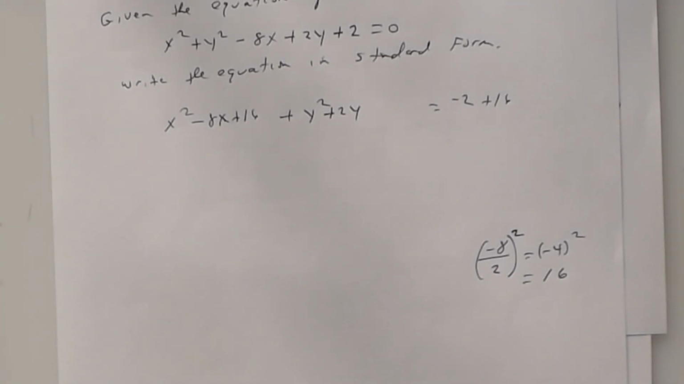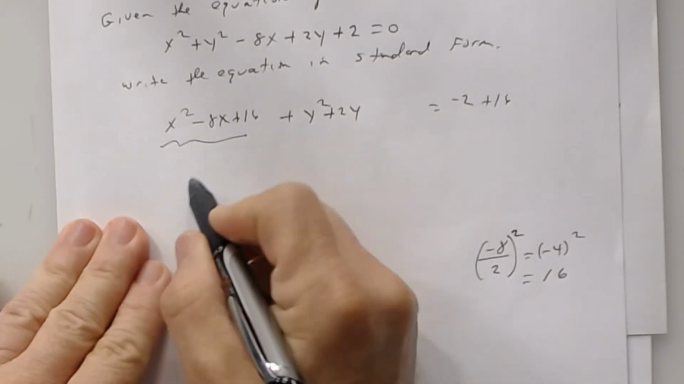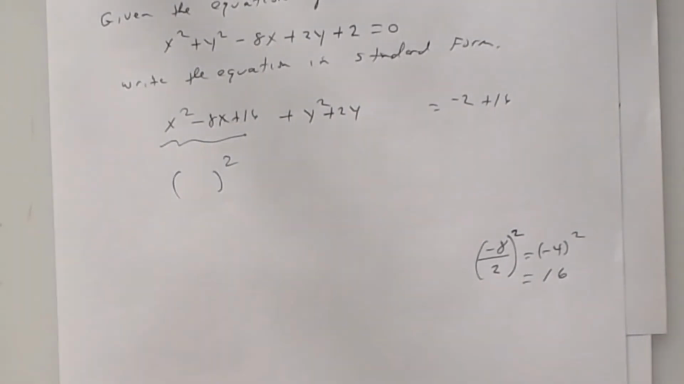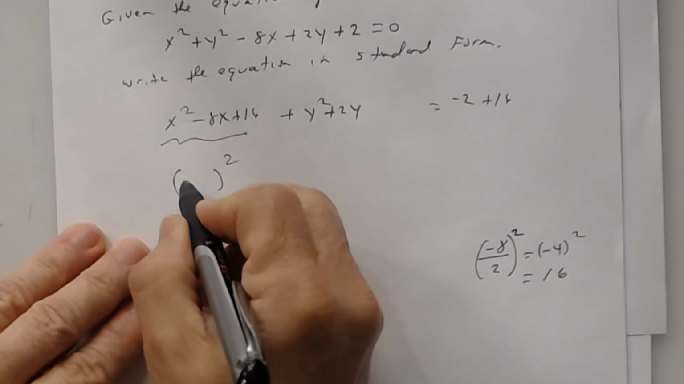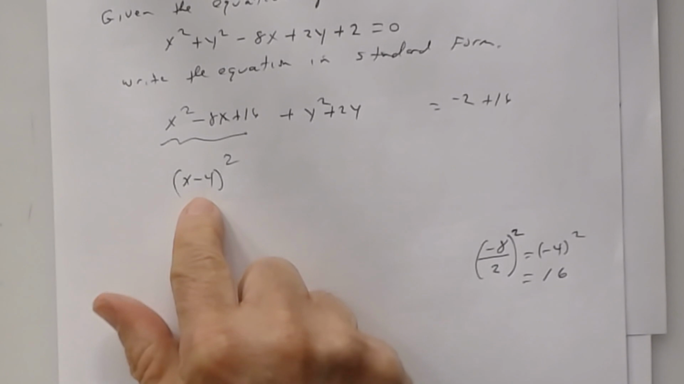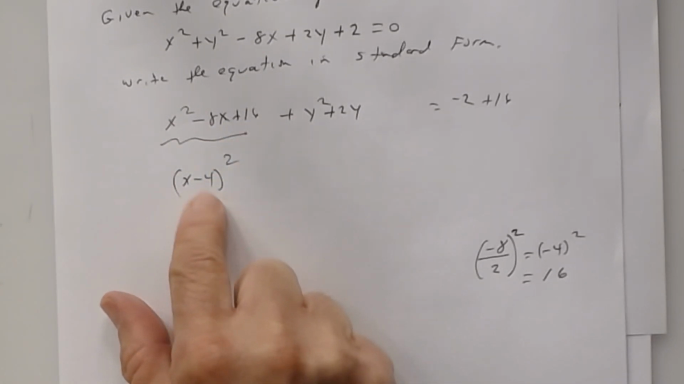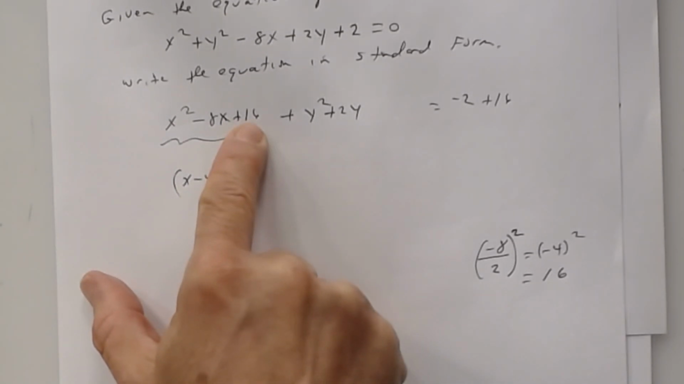Before we go into the y's, the whole purpose of completing the square is to make this a perfect square trinomial. In other words, you can write it as a binomial squared. So x squared minus 8x plus 16 is what binomial times itself? x minus 4. You can always check yourself, because what's -4 times -4? Positive 16. That's what you wanted. So don't say x minus 16, because 16 times 16 is not 16.